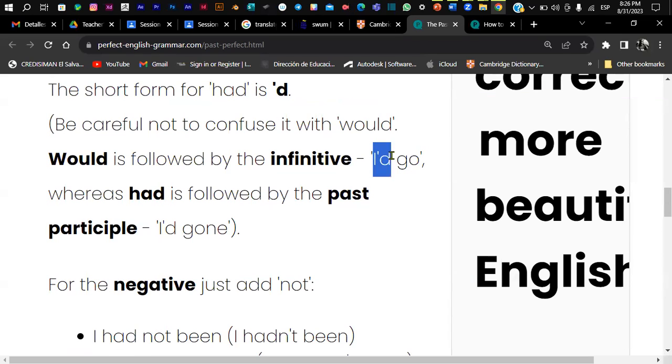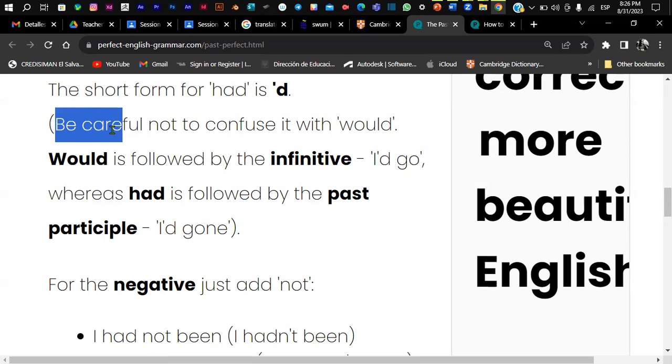I'd go, because this is a contraction. I'd go. Whereas have is followed by the past participle, I'd gone. All right, pretty good. Carla, remember, you asked, "Hey teacher, how do I know when I have the past participle or with would?" Correct?